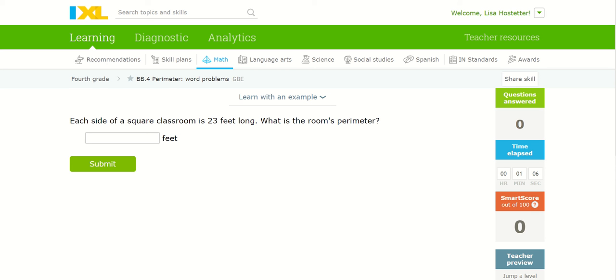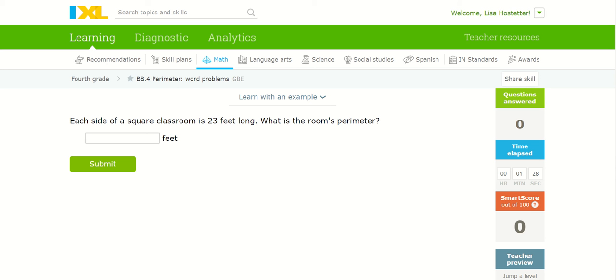So first I'm going to talk about perimeter. There are a couple of things you need to remember when it comes to reading a word problem. You really need to pay attention to the words in that problem.